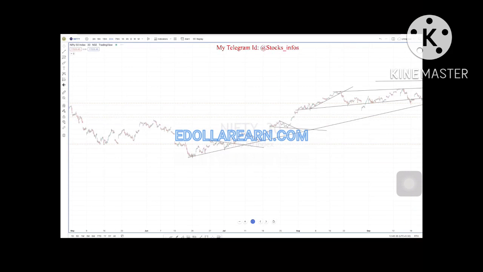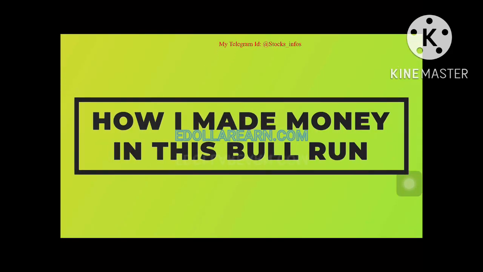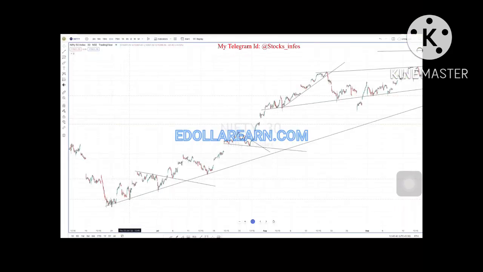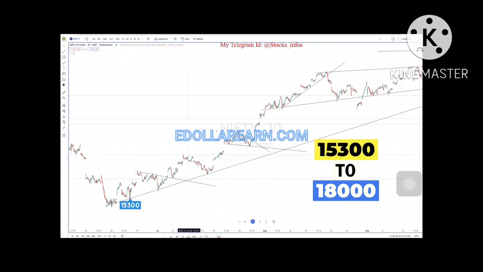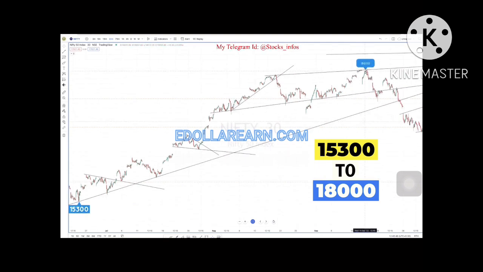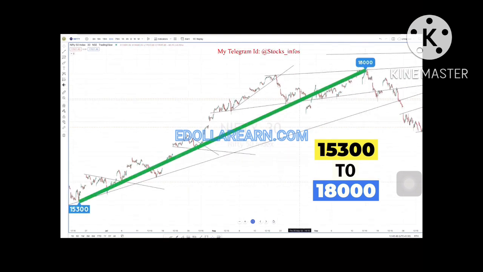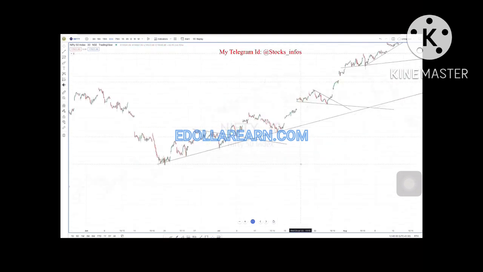And let me show you how I made money in this bull run. This is the Nifty, which started moving from 5,300 to close to 18,000. Even here it has touched 18,000 and then it has fallen after that. So just using price action, I'm going to explain to you how I traded this.